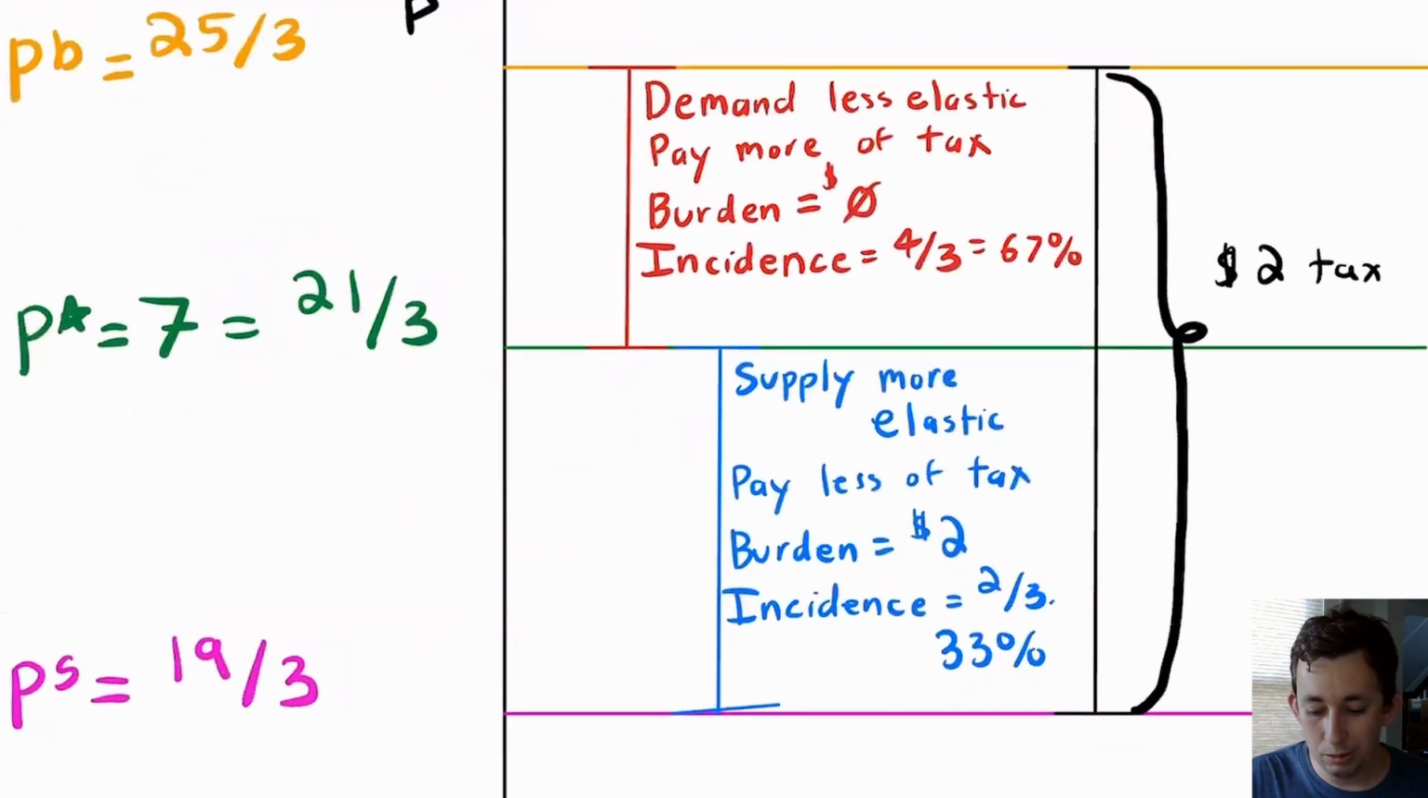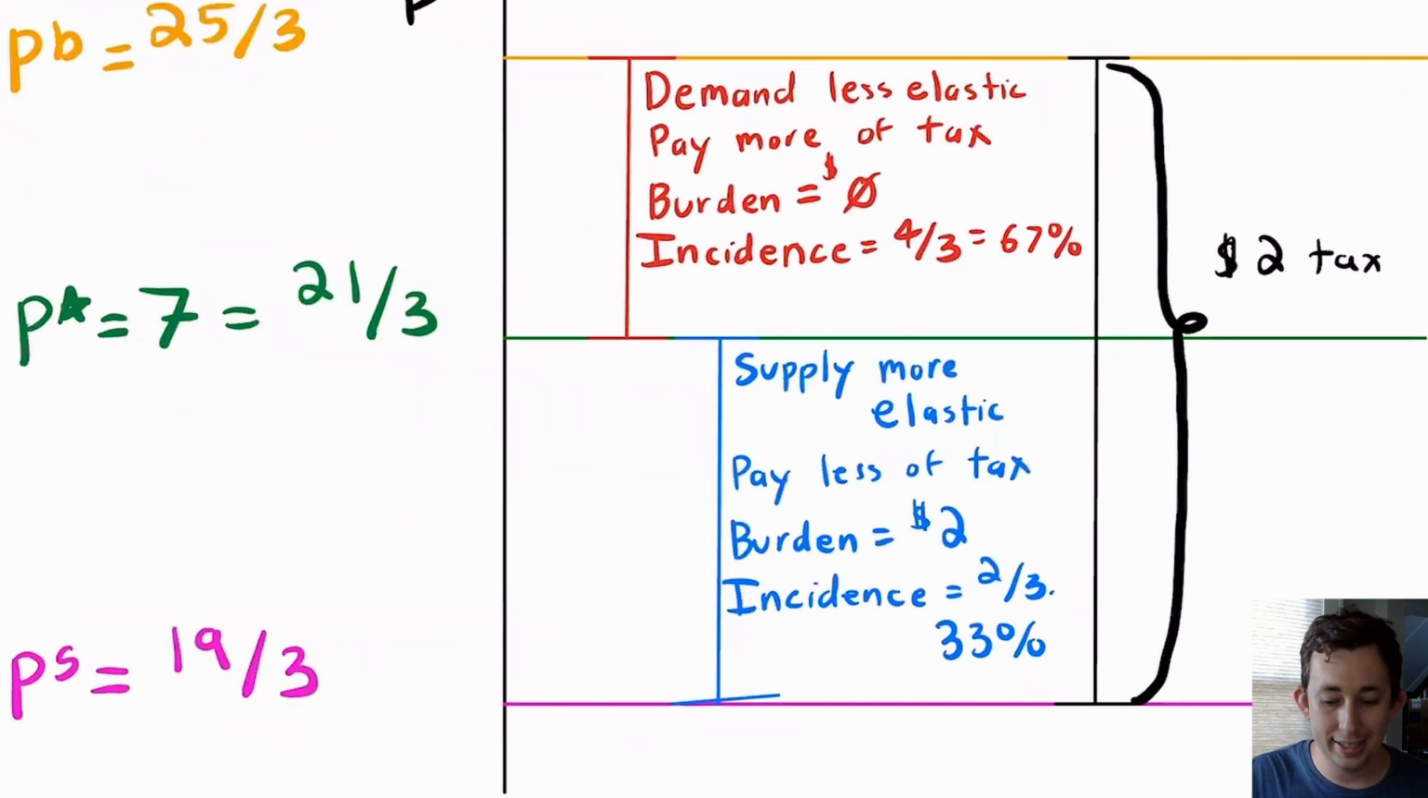If I want, I can really zoom in on that price axis to see, okay, this is 7 or 21/3, this was P star. Notice that demand was less elastic, so they should pay more of the tax. And indeed they are paying 4/3 or 67% of the tax, even though their tax burden is 0. On the supply side, they're more elastic, so they're going to pay less of the tax. So even though their burden was $2, they're only paying 2/3 of the tax, or about 33%.